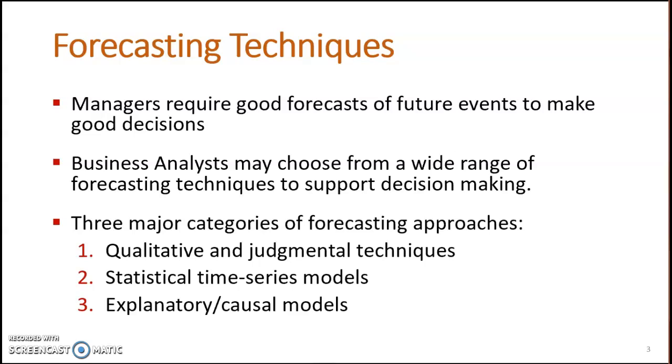Selecting the appropriate method depends on the characteristics of the forecasting problem, such as the time horizon of the variables being forecast, as well as available information with which we want to base our forecast on. There are three major categories of forecasting approaches. They are: 1. Qualitative and judgmental techniques, 2. Statistical time series models, and 3. Explanatory or causal models. We will look at each one of these in detail.